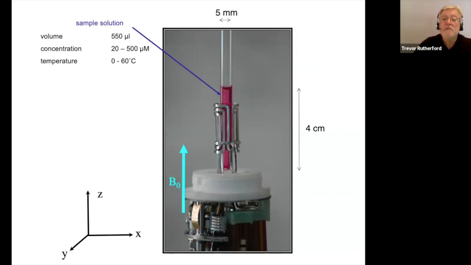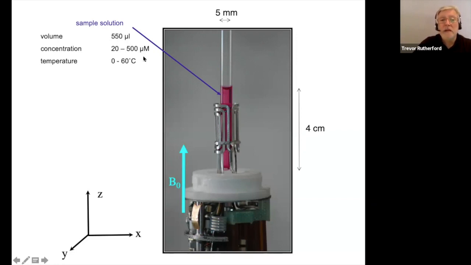You can get your sample back at the end, providing it hasn't gone off, it hasn't degraded with time. So the sample solution, we're looking at an overall volume of 550 microliters in this tube, gives us the 4 centimeters depth that we need. So 550 microliters, and the concentration range is from 20 to usually 500 micromolar.